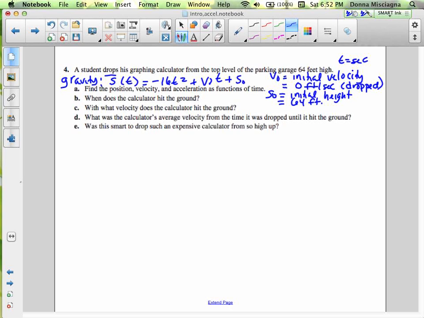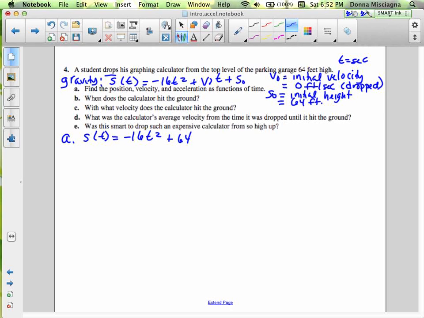All right, so A, let's write our equation here. S of t equals negative 16t squared. No point in putting 0t, right? And then plus 64.